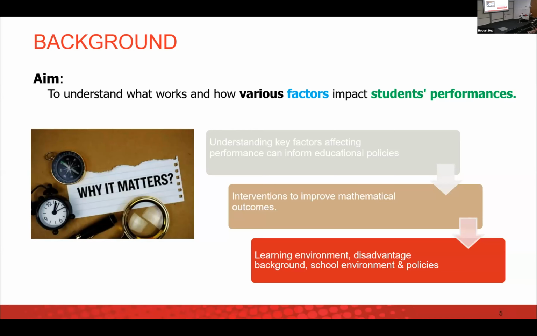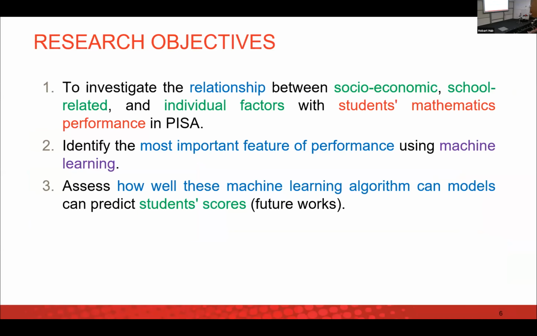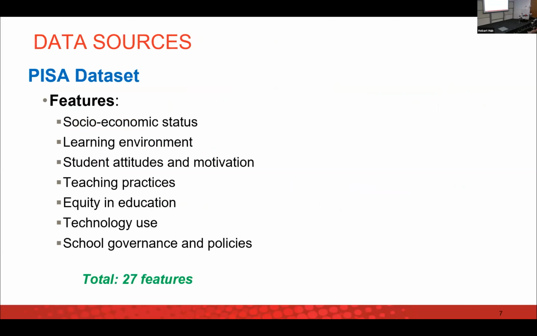So the research here is, initially, we want to investigate the relationships between some of the factors and student math performance. We are using this PISA data, and we want to look at what the most important features are. Then maybe we can improve performance through these factors. Later on, we want to further analyze whether we can predict the scores using machine learning, but we haven't done this first.